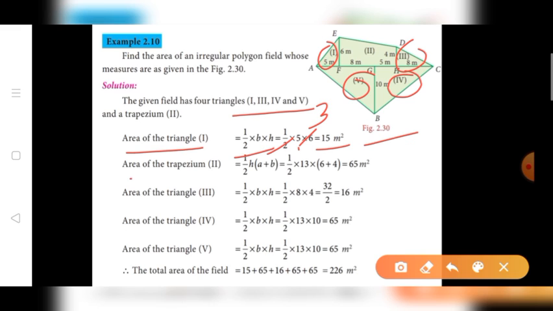Next one, area of the trapezium. Area of the trapezium formula is half into h into a plus b square units. Half into h, height value 13.